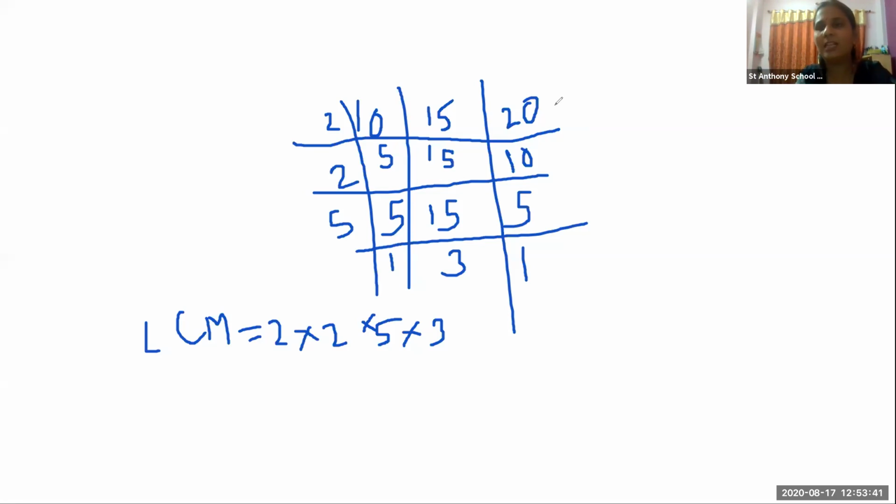Okay, HCF, LCM, how to find HCF by the division method and how to convert this into its lowest form, that we have seen till now, correct? I hope you all have understood this. Yes or no?